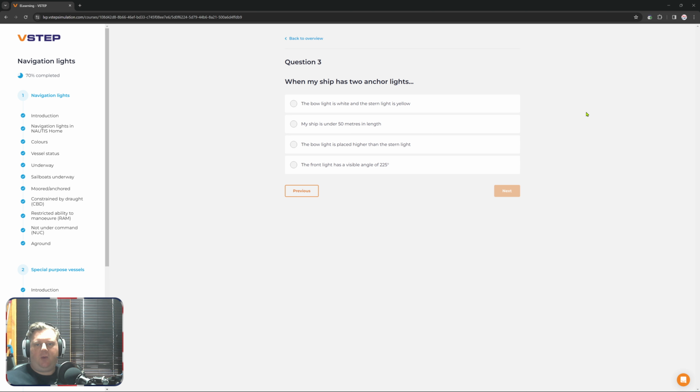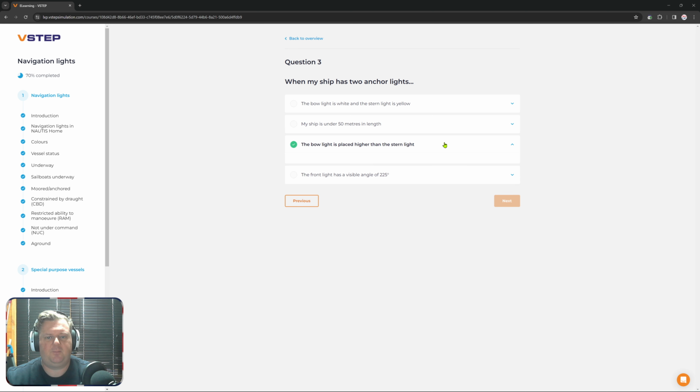When my ship has 2 anchor lights, the bow light is white and the stern light is yellow. Oh, yes. What? When my ship has 2 anchor lights. I don't remember anything about anchor lights. I'm completely none the wiser here. The bow light is white and the stern light is yellow. No. My ship is under 50 meters in length. No. So it could be this. The bow light is placed higher than the stern light. Yeah, okay. So that's called anchor lights. I didn't realise that. Okay.